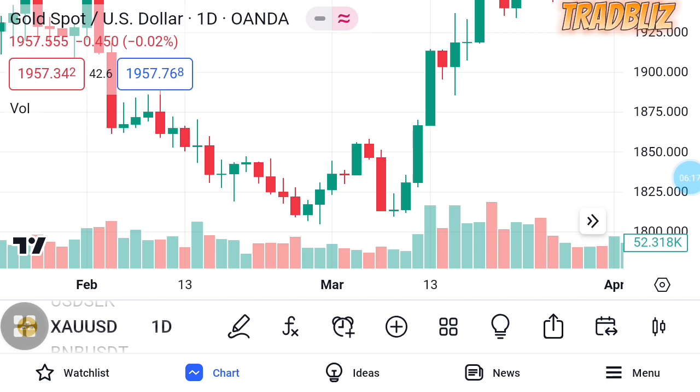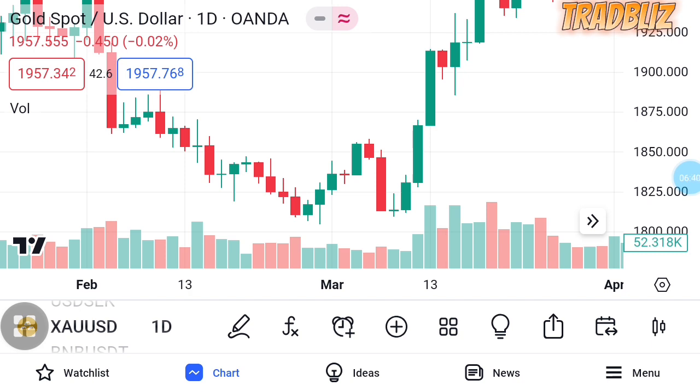For the green candle, the opening is below, the closing is upward. But in the red candles, the opening is above, the closing is below. Okay, the opening is above, the closing is below for the red candles. This is how the wick works, because the candle comprises the body and the wick.